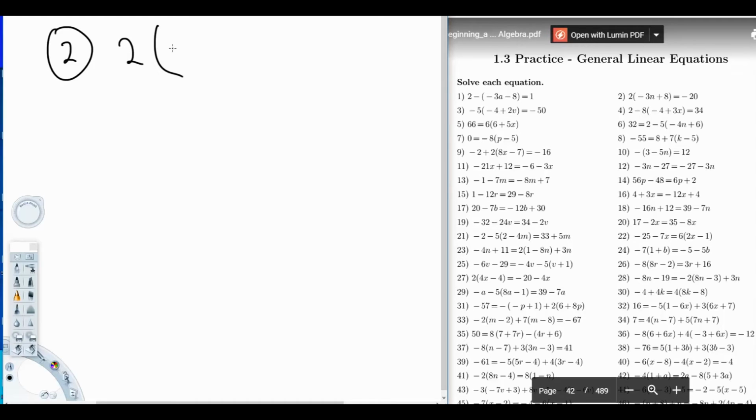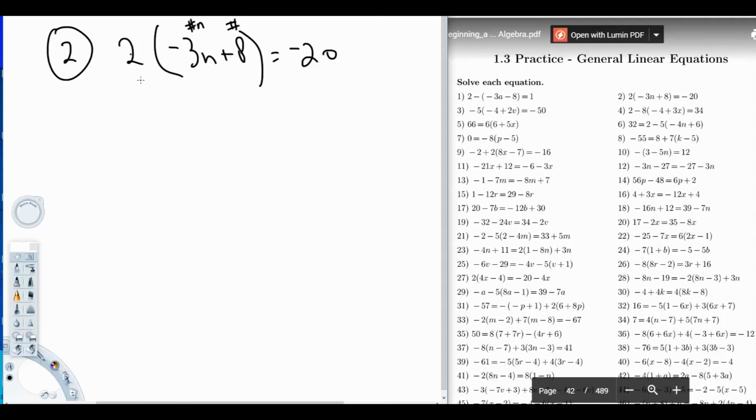2 times negative 3n plus 8 equals negative 20. All right, so first thing we do is the parentheses. We can't. Right? We've got a letter here, and we can't do this addition. They have to be like terms. So here we have a number, an n, and here we just have a number. We can't add or subtract in that case.